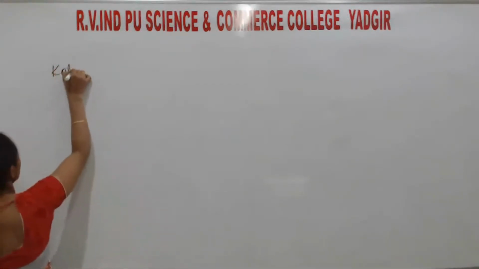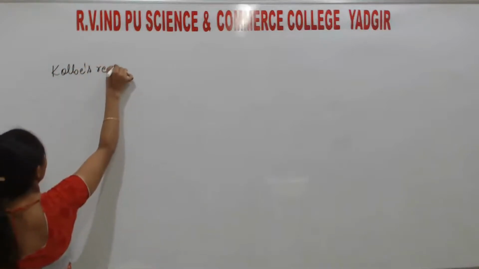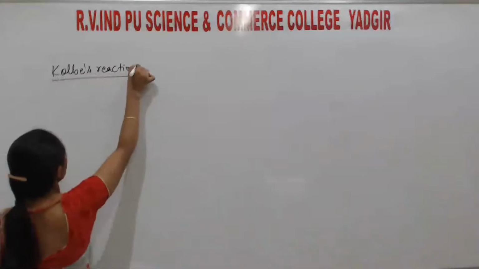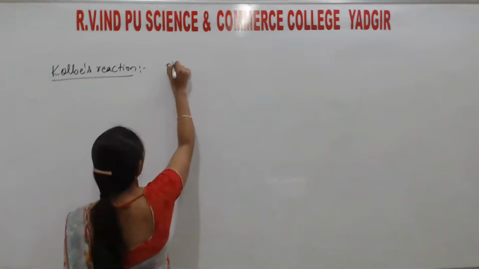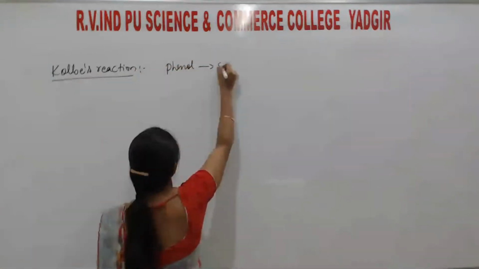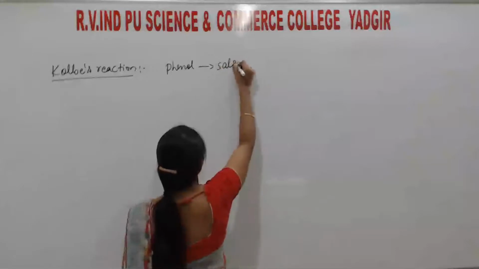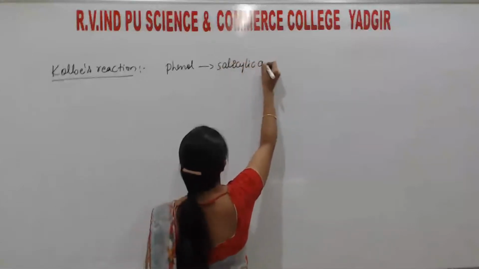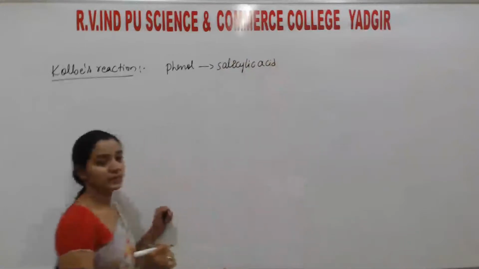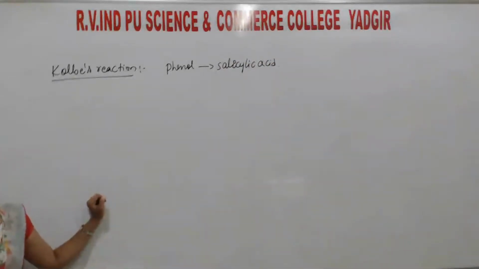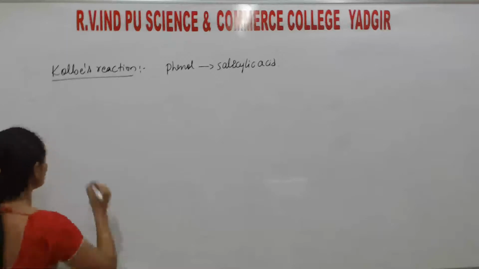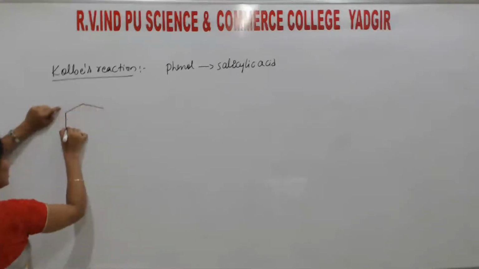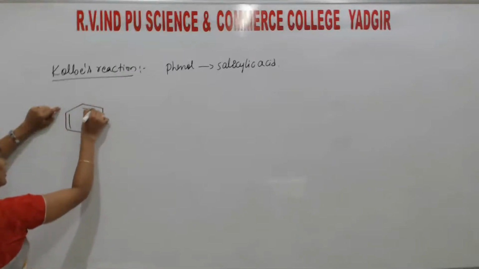Next one is the Kolbe reaction. So here what happens is conversion of phenol to salicylic acid. Conversion of phenol to salicylic acid. Understand? So here what happens? Listen. Initially, phenol is the reagent.